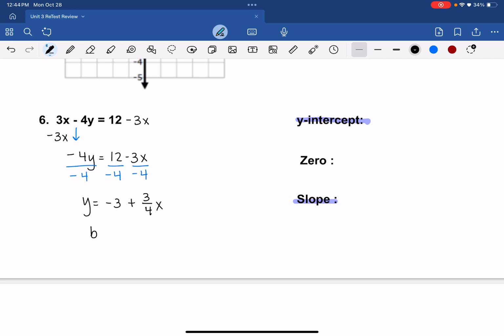So our y-intercept is a negative 3. Our slope is a positive 3 over 4. So 3 over 4 is our slope. Our y-intercept is 0, negative 3.